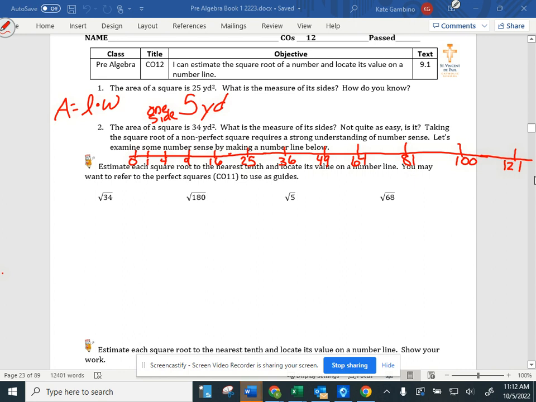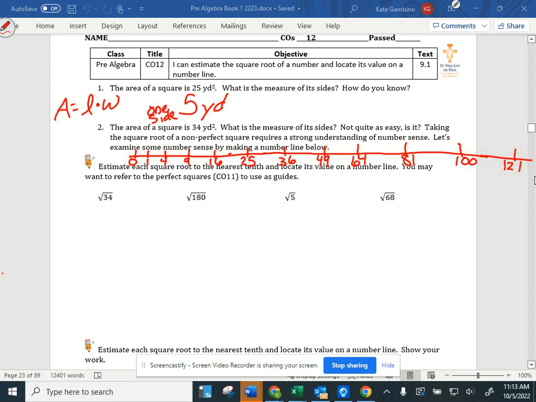So we're going to estimate. So do I need to know the exact number? No, I don't want the decimals. We're going to estimate with the nearest whole number. Estimate each square root to the nearest tenth. Okay, so we're going to go just one decimal place. And locate its value on a number line. You may want to refer to the perfect squares of CO12 or CO11, so the objective before this, to use as guides. I put them on our number line.